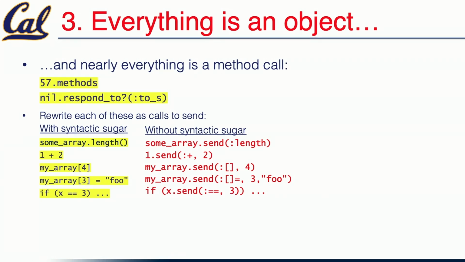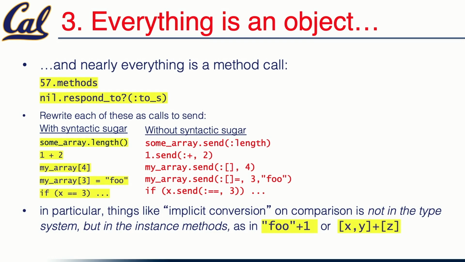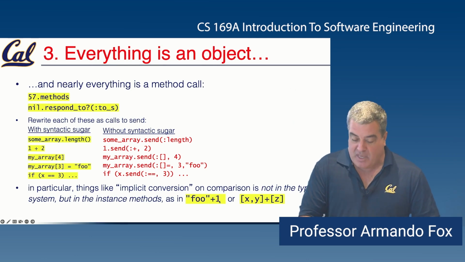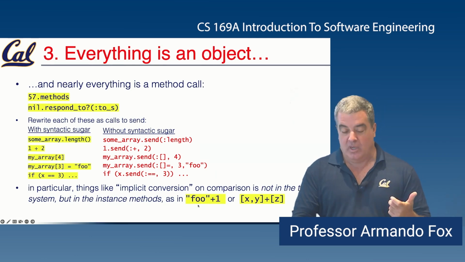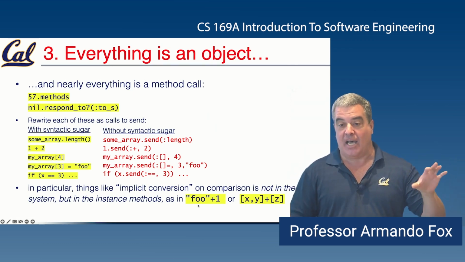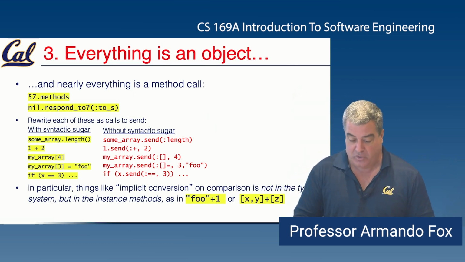This is really important because this means, for example, in some languages, there's rules about type conversion. If you use the plus operator between strings, it means something different than if you use it between numbers, let's say, or if you use it between arrays. Those things are not part of the language in Ruby. They're part of the class definition. So, if I say "foo" + 1, what this really means is I am asking the string foo to add 1 to itself. It is up to the string class to decide what that means and if it's even legal for me to do.